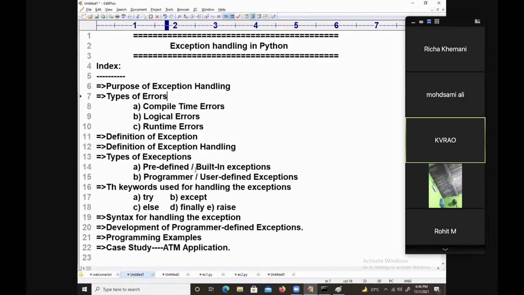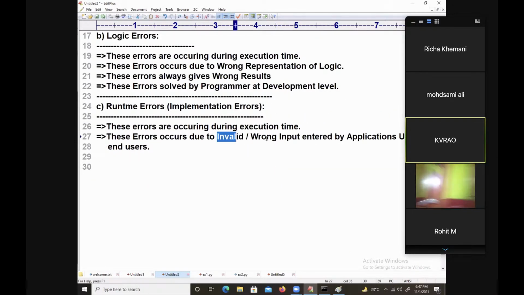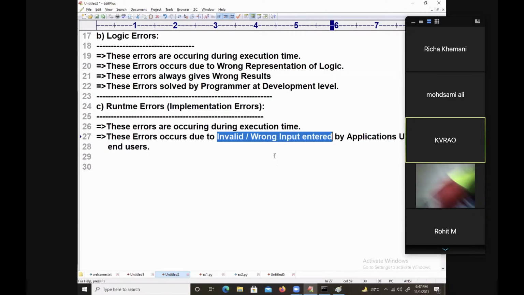So I hope you are following. What is the difference between A and C? What is A? Compile time errors. Occurring because of what? So this is coming because of wrong syntaxes. And these are occurring because of what? Wrong input. Invalid input you are entering. Do you understand the difference between wrong syntaxes and wrong input?